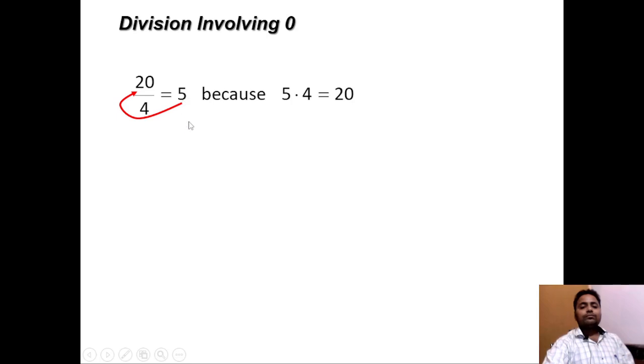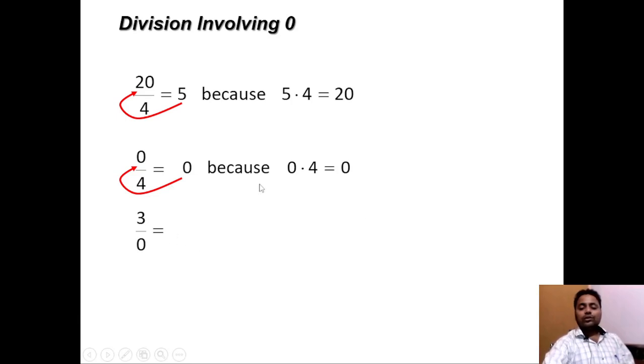Is equal to 5, then we can see here that 5 and 4 when multiplied give 20. So here 0 divided by 4 is equal to 0, because 0 into 4 is equal to 0.